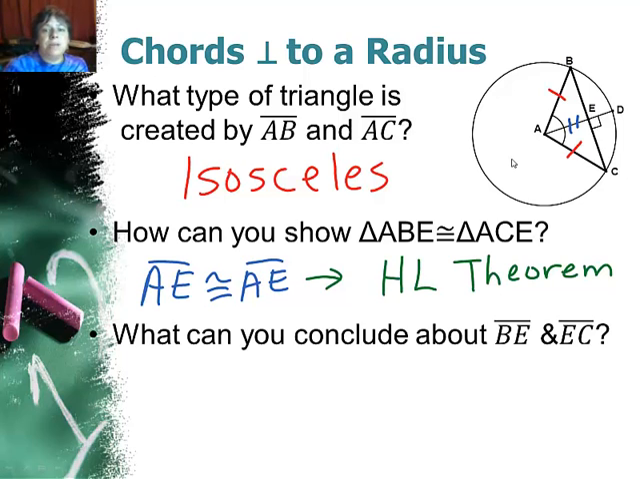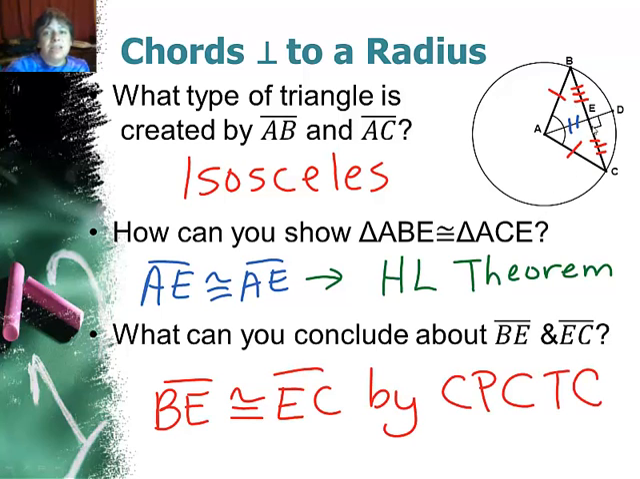Now, what can you then conclude about segment BE and EC? Well, they're going to be congruent. Why is that? If the two triangles are congruent, then these two are congruent by CPCTC, which is corresponding parts of congruent triangles are congruent. So whenever you have a chord perpendicular to a radius, it bisects the chord. The radius is a perpendicular bisector of the chord. Now, that doesn't mean that the chord is cutting the radius in half. It just means the radius is cutting the chord in half.